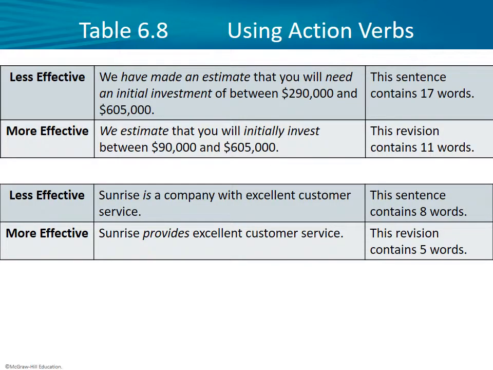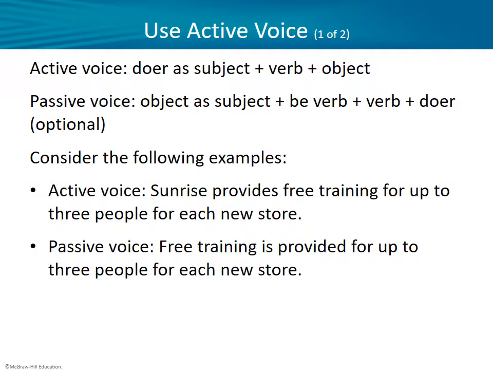See Table 6.8 for examples of the following two strategies for using action verbs. Find nouns that you can convert to action verbs. For example, "you have made an estimate" becomes "you estimate," or "need an initial investment" becomes "initially invest." Find forms of the verb "to be," such as is, are, am, and convert them into action verbs. "Sunrise is a company with excellent customer service" becomes "Sunrise provides excellent customer service." See the difference there.